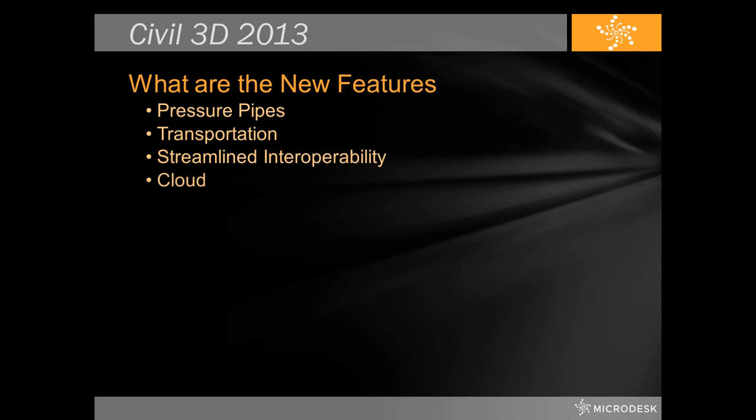Now with that, to recap, we've gone over a number of new features in Civil 3D 2013 today, namely the addition of pressure pipe modeling and analysis, railway and cant design toolset, the streamlined interoperability with Infrastructure Modeler, and the cloud access, storage, and collaboration. With that, thanks for tuning in, and I'll turn it back over to you, Mike.